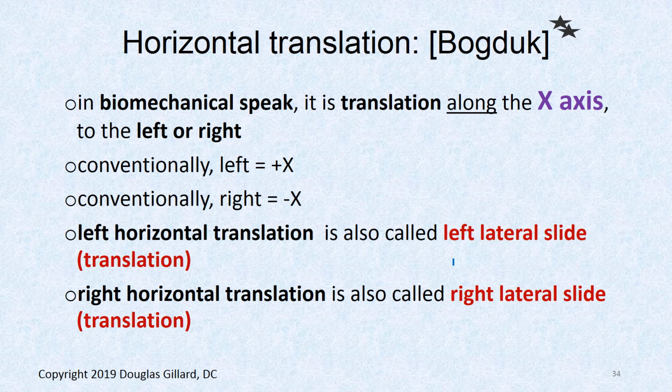In biomechanical speak, it is a translation along the x-axis to the right or left. Okay, and by convention, as I mentioned, when it slips to the left, that's a plus x, slips to the right, it's a minus x. Left horizontal translation is also called left lateral slide, right? Because remember, slide, we're sliding, we're translating. Right horizontal translation can be called right lateral slide.